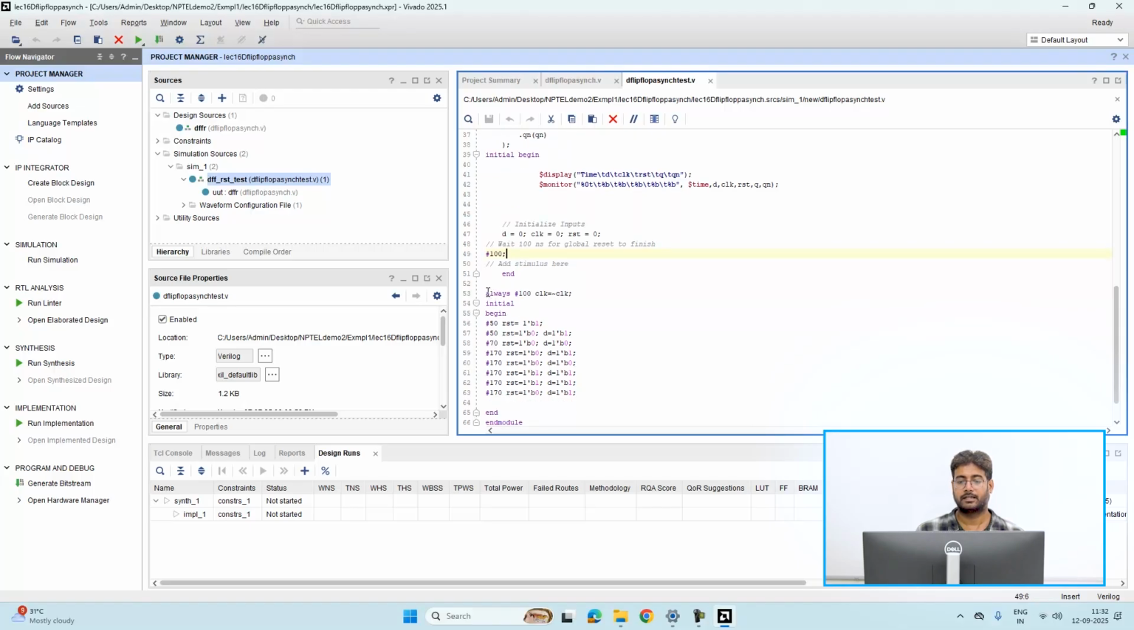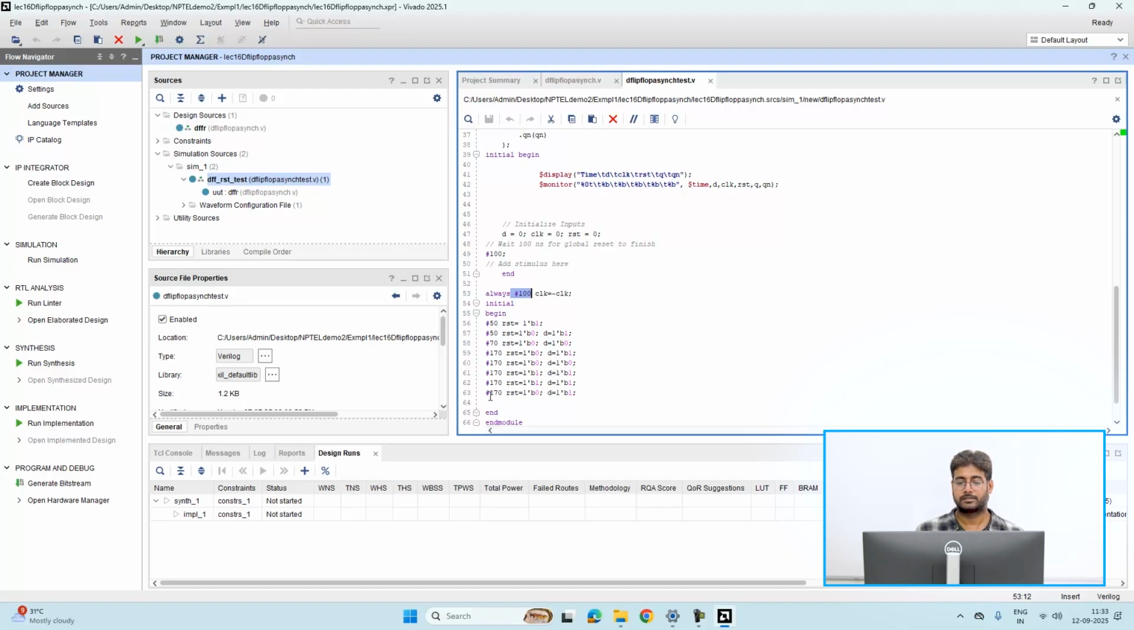Along with the stimulus, one clock also needs to be generated because it is a sequential circuit. So an always block is used to generate a clock. This clock is of 200 nanosecond time period. Then in an initial begin, we will provide the stimulus here, like after 50 nanoseconds, reset is made 1 bit 1. Again after 50 nanoseconds, reset is made 1 bit 0. And then data input is 1 bit 1. Again after 70 nanoseconds, reset is equal to 1 bit 0 and data is made 1 bit 0.